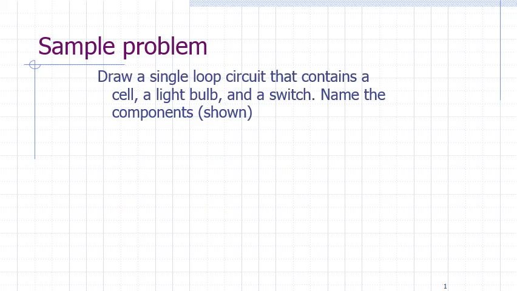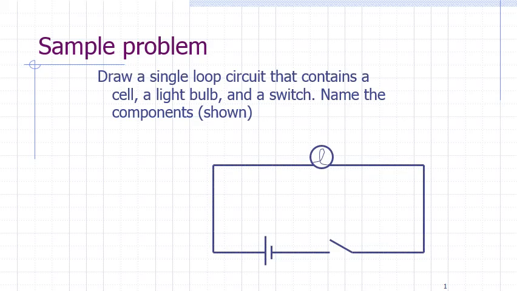So go ahead and draw a loop circuit that contains a cell, light bulb, and a switch, and name the components. It doesn't matter the order, it doesn't matter the shape, as long as you've got it in a loop. It starts and finishes at one point. You can do that. So go ahead and pause the clip and do that, and when you're ready to check, you can hit play to continue.